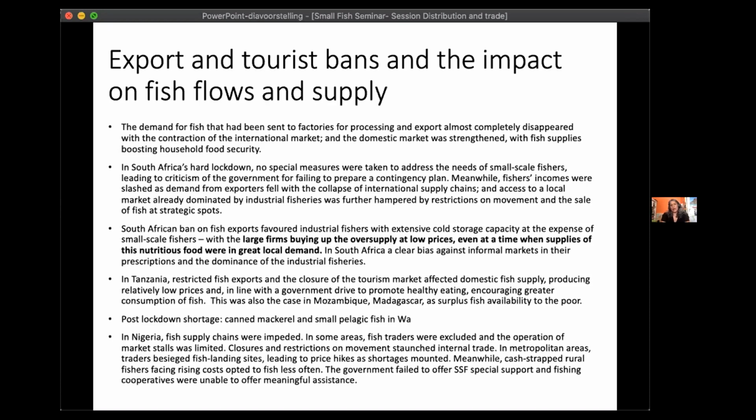In Tanzania, because there were closures, there was actually more supply of fish in the domestic fish supply for locals, and more talk around localization of the market and the promotion of healthy eating. But this was also picked up in Mozambique and Madagascar, of the surplus of fish and more fish availability to the poor.